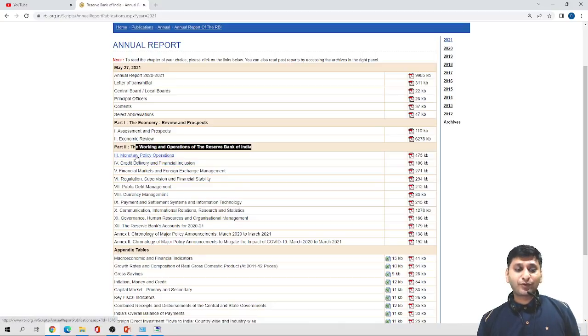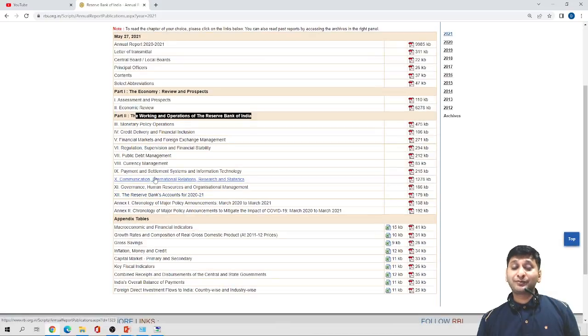For example, monetary policy operations, financial inclusion, financial markets and foreign exchange management, regulation. Here they would be discussing what was the need of various regulations and how these regulations will help solve the problem for which they were enacted. Public debt management and currency management, you can skip, 7th and 8th. Then payment and settlement system, very important. Communication you can also skip. Then governance is one of the topics in your syllabus. So the governance part of this report you must read.